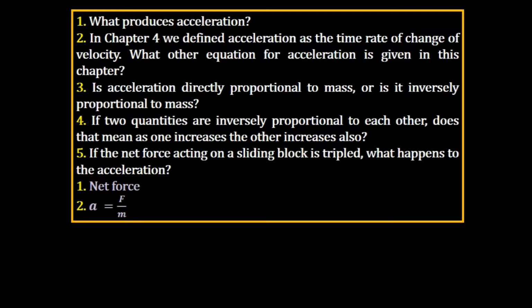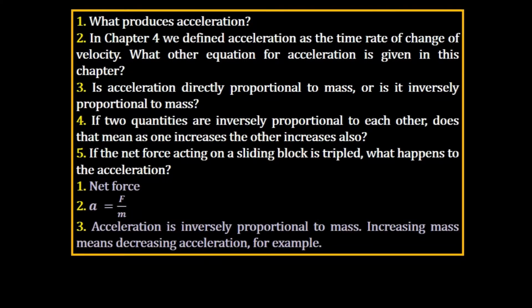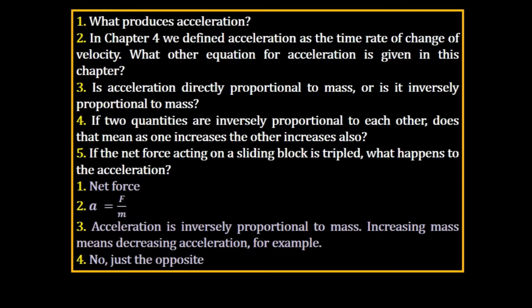Well, it's a product constant, so it would be inversely proportional to mass. Product constant: MA equals F, where F would be constant. A product constant is an inversely proportional relationship. A quotient constant would be proportional, or direct. If two quantities are inversely proportional to each other, does that mean as one increases, the other increases? No, just the opposite. As one increases, the other decreases, and vice versa.